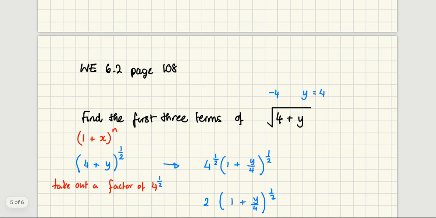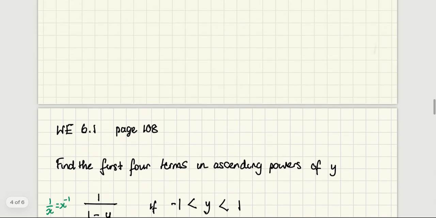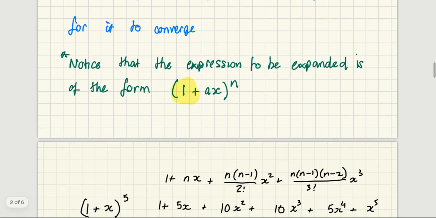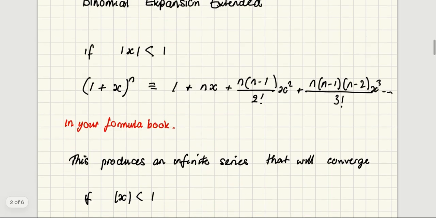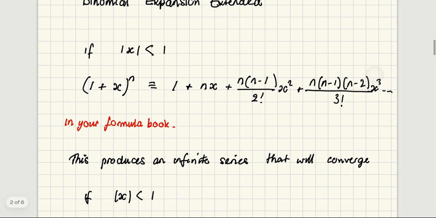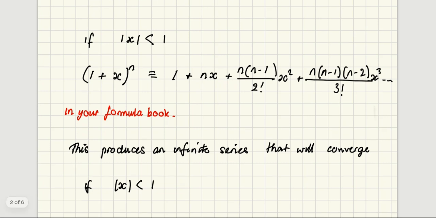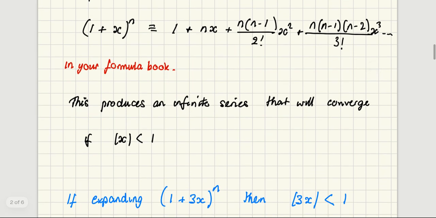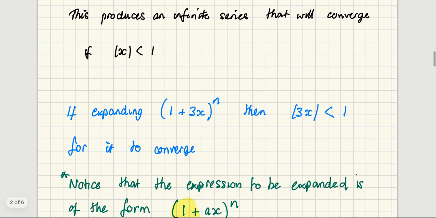All right. Okay. So we've basically covered a few things. Let me just summarize before I let you get on. You have a formula. Your formula is in your formula booklet. You don't need to remember it, but it's not hard to remember. It will converge if your x is less than 1 or greater than -1.